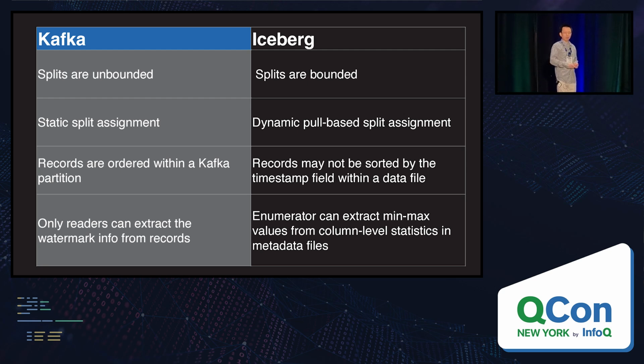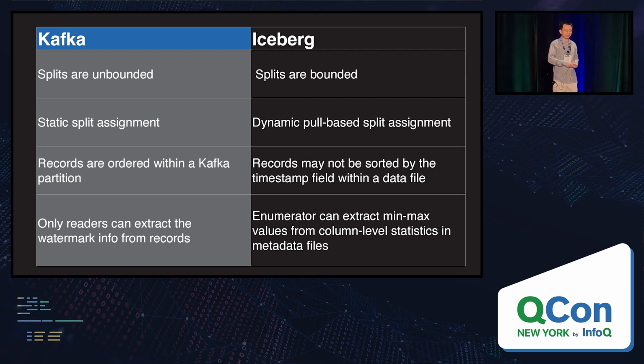Before I talk about how the watermark alignment works in the Iceberg streaming source, let's recap some of the differences between the Kafka source and the Iceberg source. In Kafka source, the splits are unbounded partitions. In Iceberg source, the splits are bounded data files or file segments. In Kafka source, the split assignment is static during the job initialization. In the Iceberg source, the split assignment is dynamic. It's pull-based from the readers. In Kafka, records are ordered within a partition, first in, first out. In Iceberg source, records may not be sorted by the timestamp field within a data file.